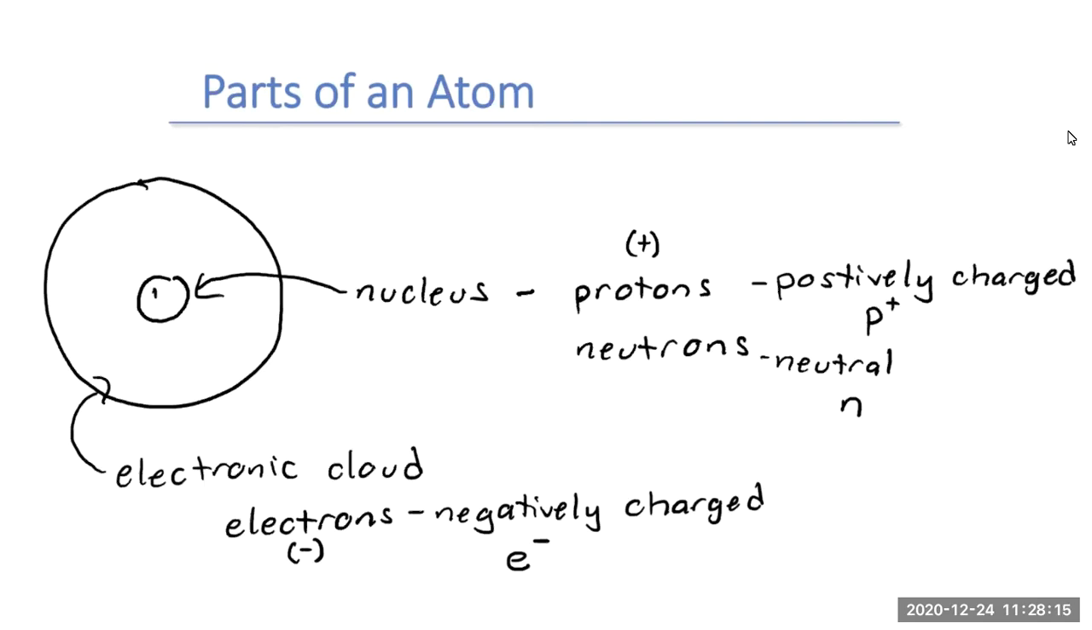So the central part of our atom, the nucleus, that's where we find the protons. That's where we find a lot of positive charge. And the electrons are kind of floating around in the electron cloud. These are our three main parts for the subatomic particles: protons, neutrons, electrons. Protons are positively charged, neutrons are neutral, and electrons are negatively charged.